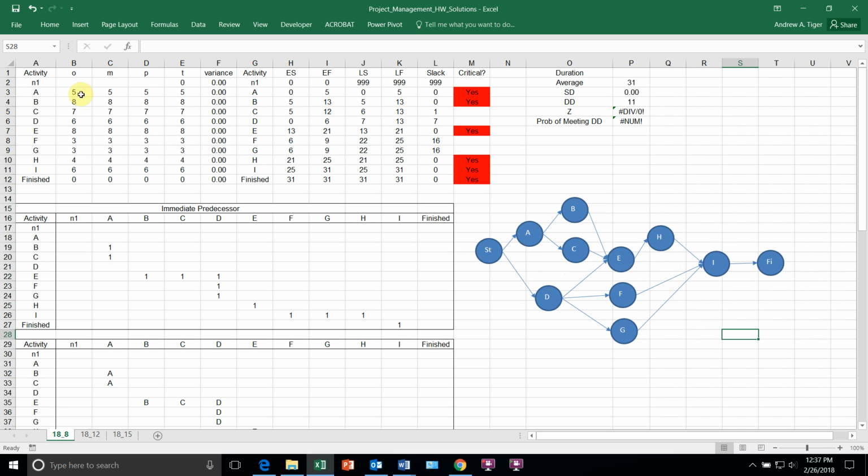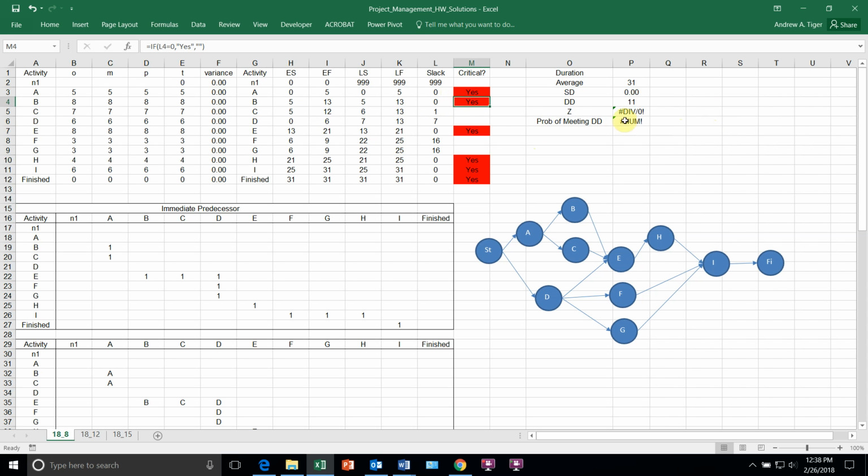In this one they didn't give you any probabilistic times, they just gave us activity times. So how I made the template do that is I reproduced these numbers over in the optimistic, most likely, and pessimistic, and I just made them the same numbers. When you take the average of the same thing, you get that number. That maybe was overkill, but that's how I did that. There's no variance because they're constants.